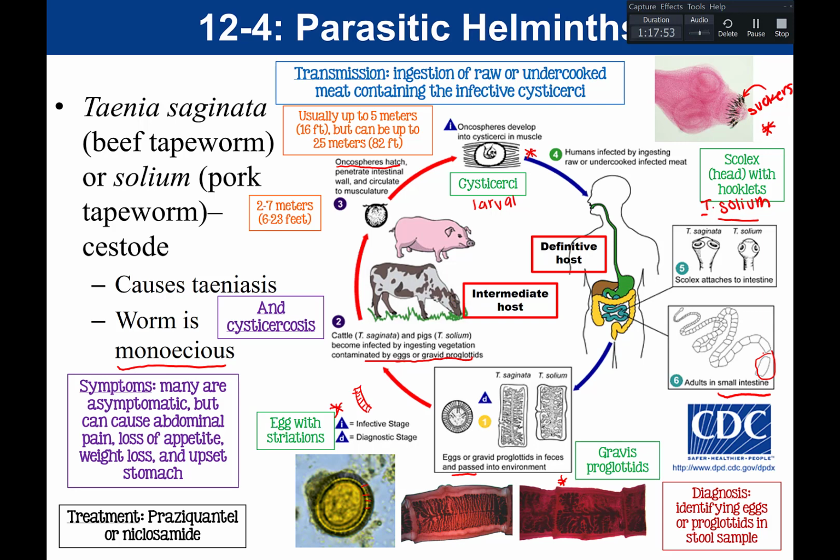Now, where are these types of helminth infections prevalent? Where do we see taeniasis? So beef tapeworm is most common in Eastern Europe, Russia, East Africa, and Latin America. Pork tapeworm is most common in Latin America, Eastern Europe, Sub-Saharan Africa, India, and Asia. And so this is where you would see these most often.